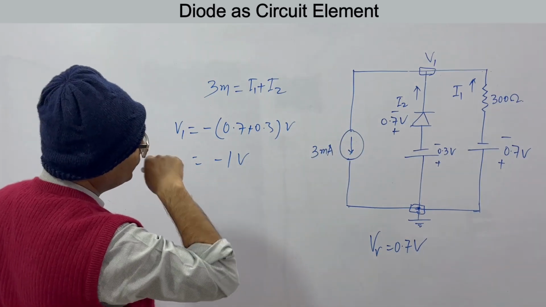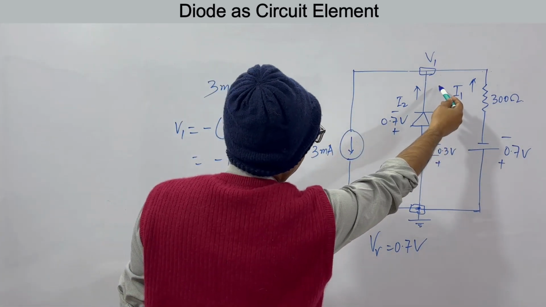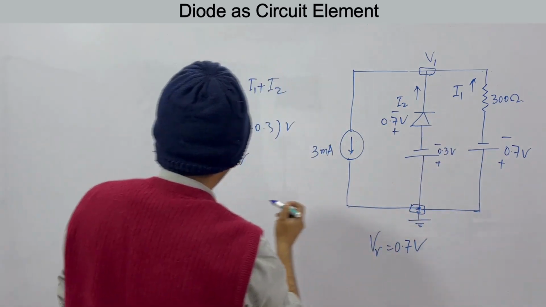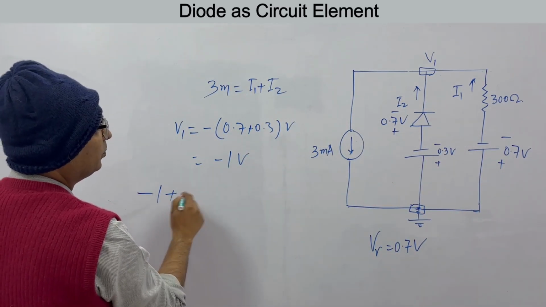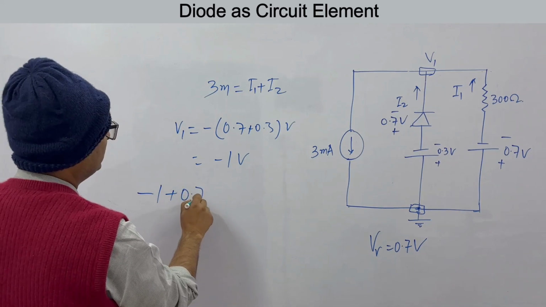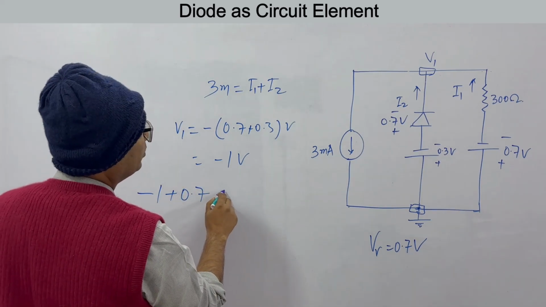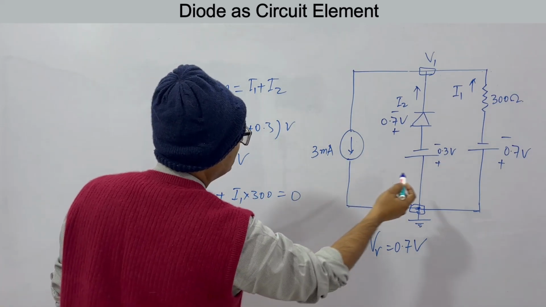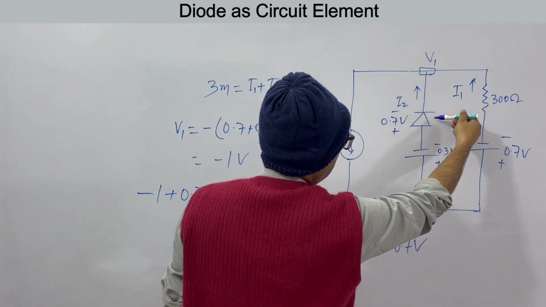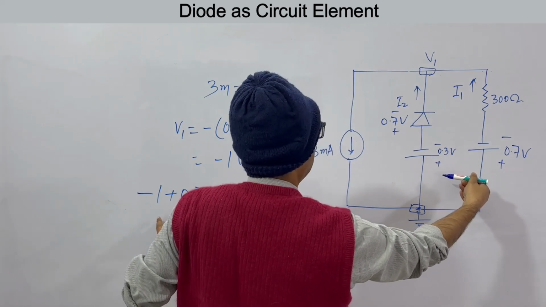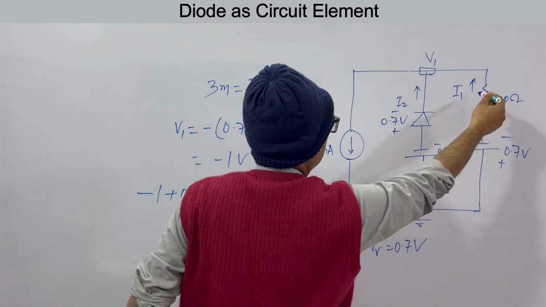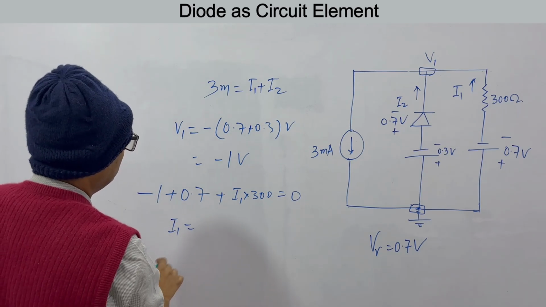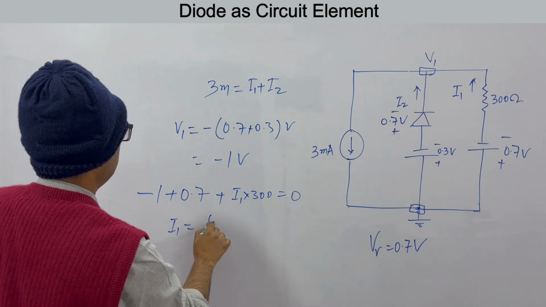Clear? So you can go like this, I1 like this: minus 1 volt, minus 1 plus 0.7 plus 0.7, and then plus I1 into 300 ohms, equal to 0. KVL in this circuit. So from here what you get? I1 is equal to 0.3.